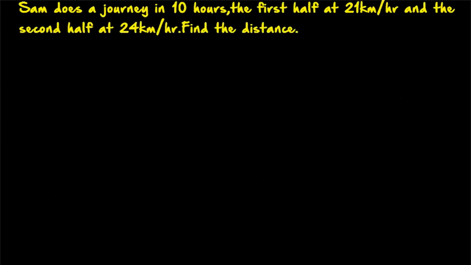The second question, Sam does a journey in 10 hours. The first half at 21 km per hour and the second half at 24 km per hour. Find the distance. So distance is equal to time into speed. What is the given question? Sam is doing a journey in 10 hours. So time is given. Time is equal to 10 hours.